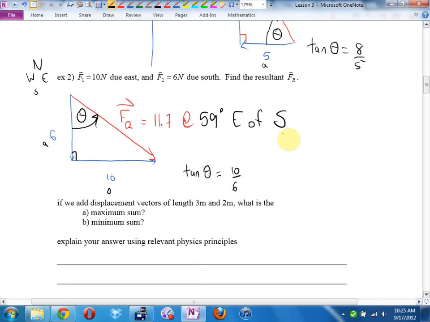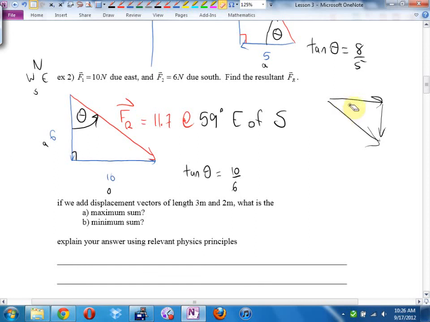I figured most of you would draw the 10 first and then do the south, which is perfectly fine and valid. But I wanted to show you, for what it's worth, when you're adding vectors, it doesn't matter which one you draw first. Now, I think most of you probably got this instead. Most of you went this way and then that way with your triangle. Is that correct? Okay, perfectly acceptable. In fact, better, because it probably is what I would have done. I would have gone in order.